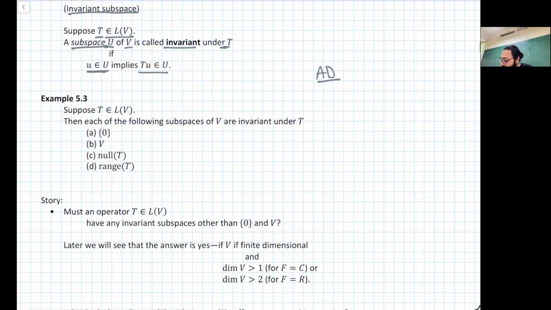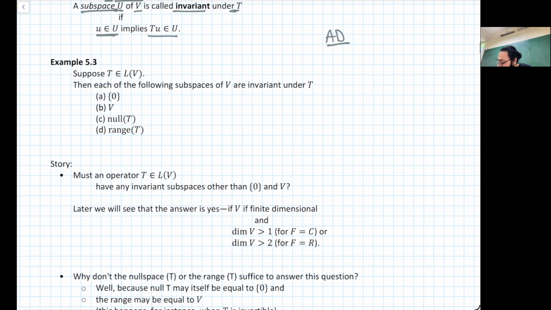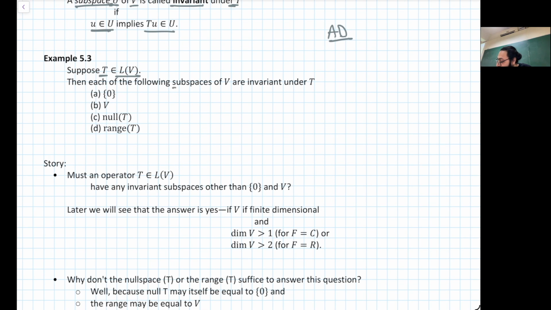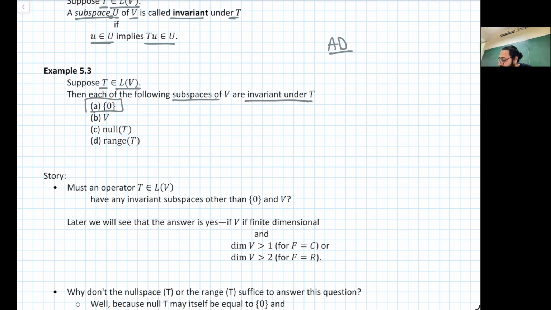Okay. So now let's look at example 5.3. So the example is saying the following. Let T be some linear operator. Then each of the following subspaces is invariant under T. The first one is the space of zero vectors. Is it clear that it's invariant? Okay. Why is it invariant?